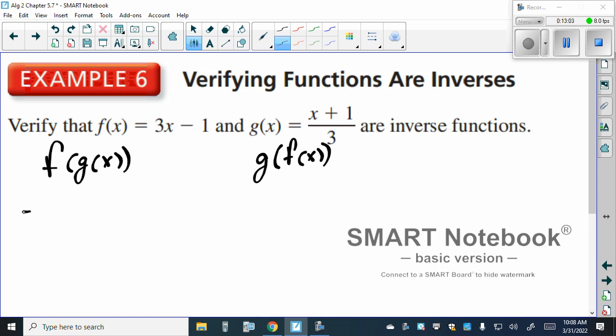Now if we look at f of g of x, what is our g of x function? x plus 1 over 3. Okay.